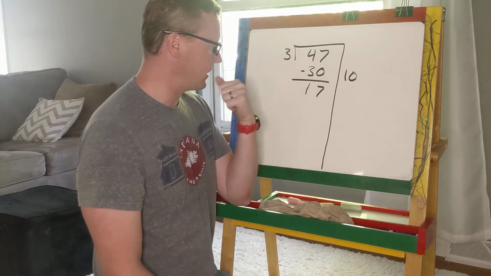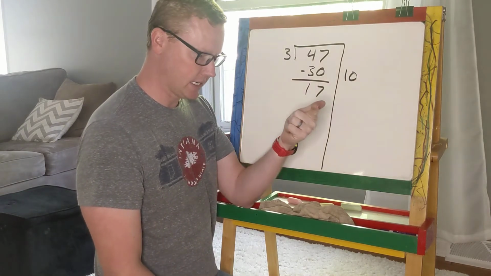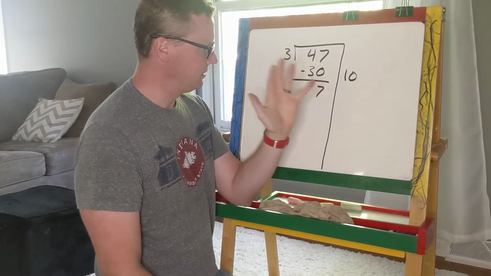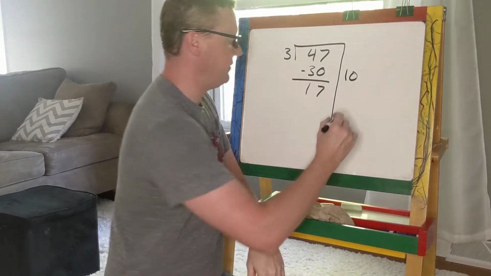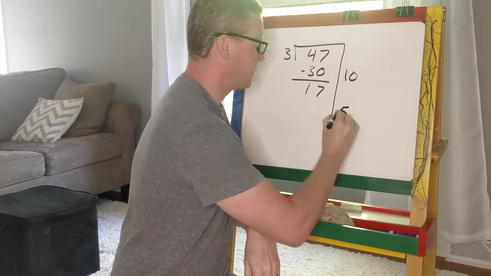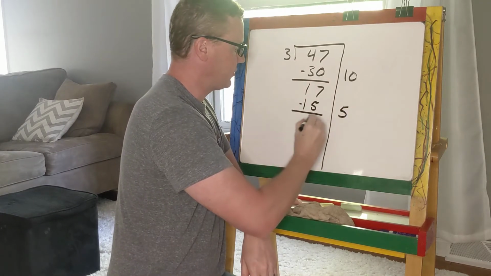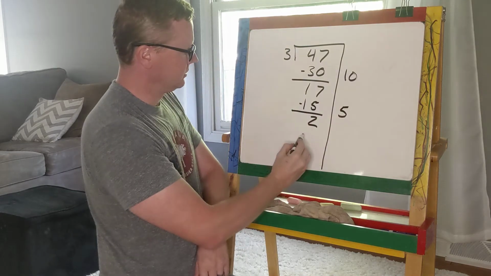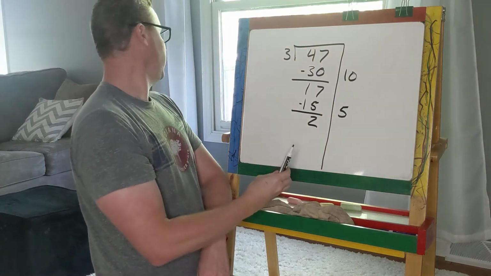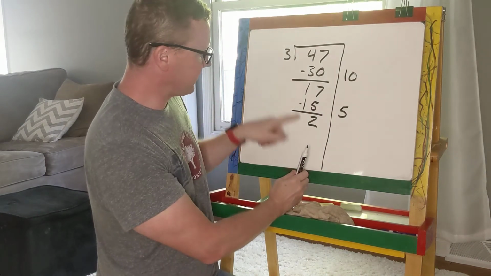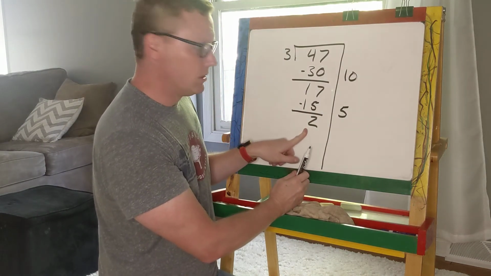Now, let me see how many times 3 goes into 17. Well, I know it can go 3, 6, 9, 12, 15. So I know it can go in 5 times. So I'm going to do a 5 times 3 is 15. And subtract, and I get 2. Now, I don't know what to do with that extra 2, because 3 can't go into 2.